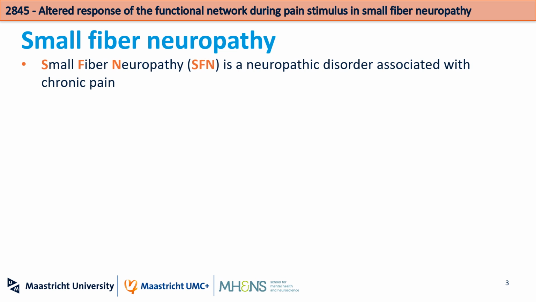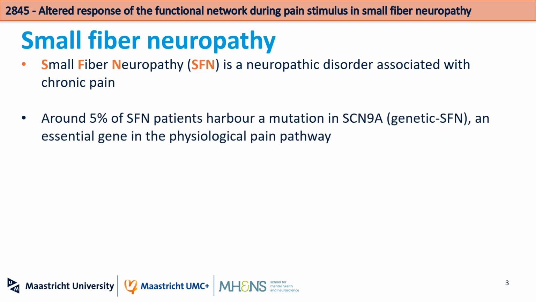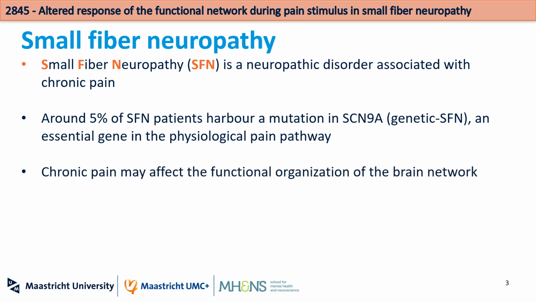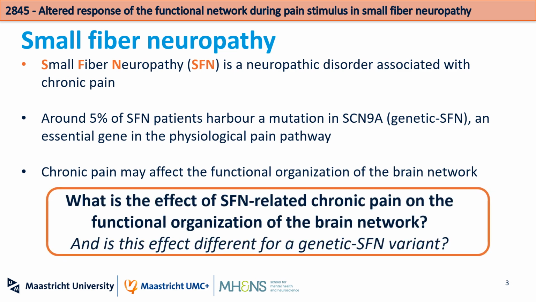Small fiber neuropathy, or SFN, is a neuropathic disorder associated with chronic pain. Around 5% of these patients harbor a mutation in the SCN9A gene, which we now refer to as genetic SFN. Chronic pain impacts the brain, and it may especially affect the functional organization of the brain. Therefore, in this research, we will investigate what the potential effect of SFN-related chronic pain is on the functional organization of the brain network. Moreover, we will assess whether this effect is different for the genetic variant of SFN.